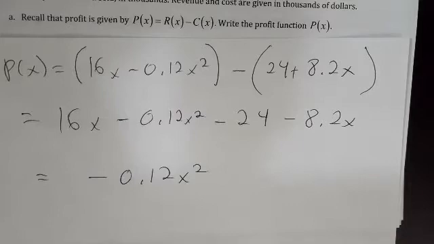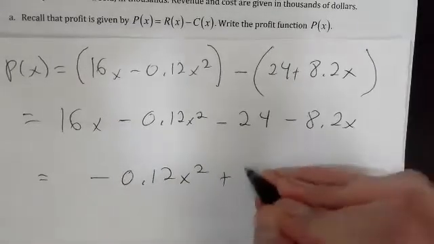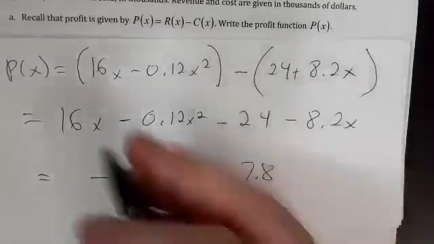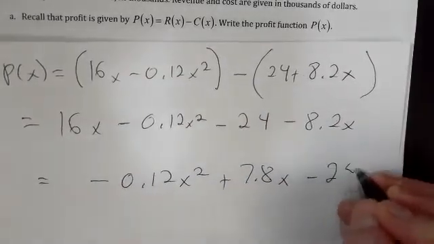So the next thing I'm looking at is what? 16x and minus 8.2x. So if I take 16 minus 8.2, that's going to give me plus 7.8, and this has an x attached to it. And the last thing I have is minus 24.